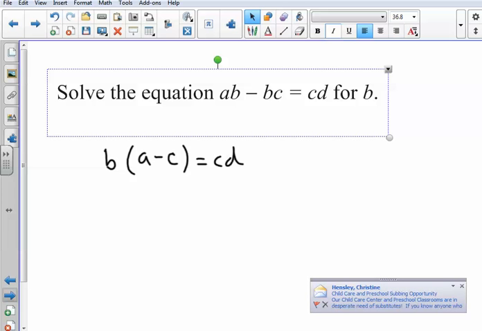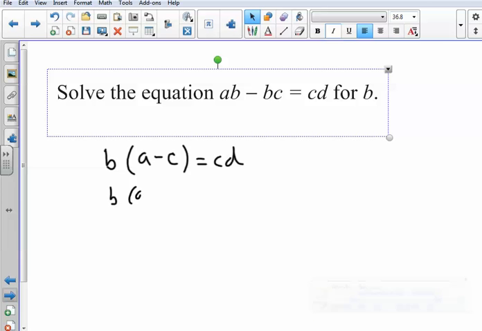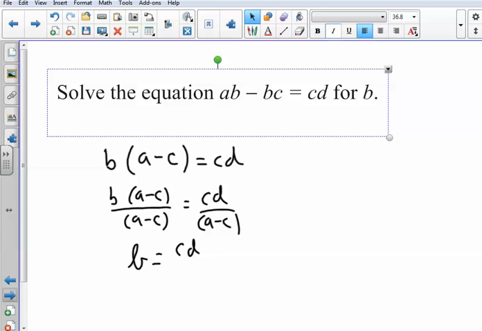So I'm going to divide both sides by A minus C. It's a little abstract, but basically B is equal to CD over A minus C. It's a very abstract thought, but basically I'm solving this entire equation for the letter B.